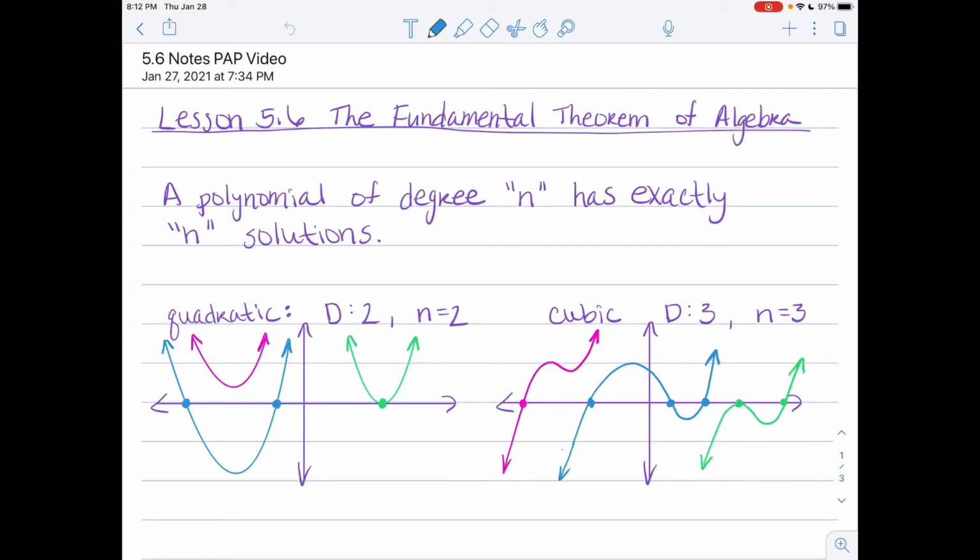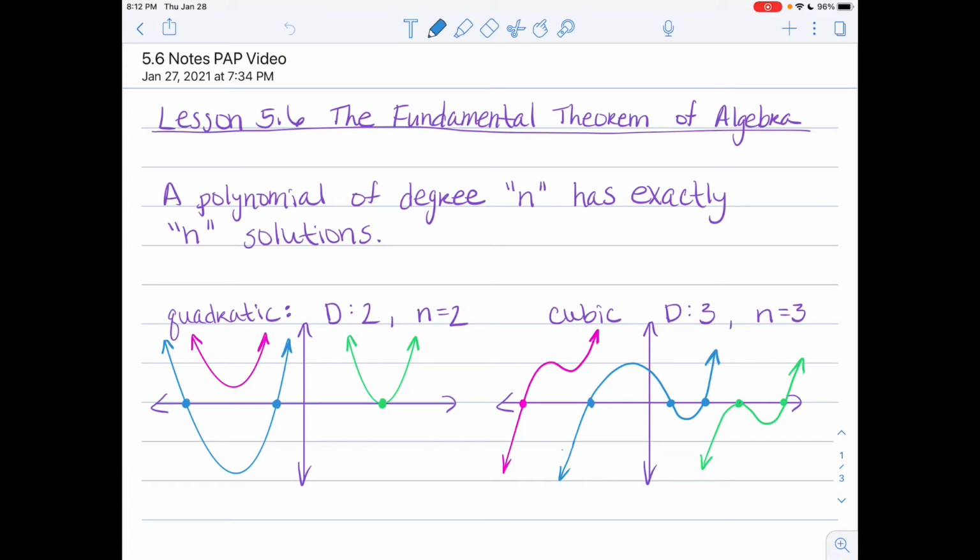Hey everyone, today we'll be talking about lesson 5.6, the fundamental theorem of algebra. Basically, what the theorem says is that a polynomial of degree n has exactly n solutions. So if we have a third degree polynomial, it has 3 solutions. A fourth degree polynomial has 4 solutions, etc. And so we want to talk about the forms that those solutions can take.